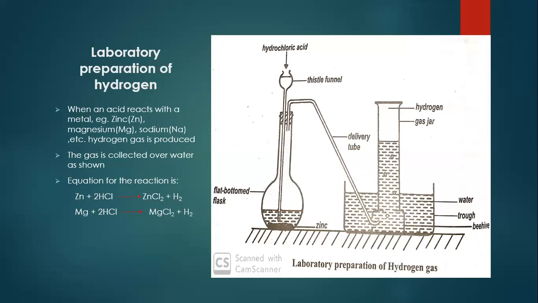Now, let me list the apparatus that you need. One, you need a flat bottom flask. Two, you need a tester funnel. Three, you need a delivery tube. Four, you need a glass jar. They are all on the diagram, I'm just mentioning them. Five, you need a water trough. Six, you need a beehive shelf. Seven, you need water.